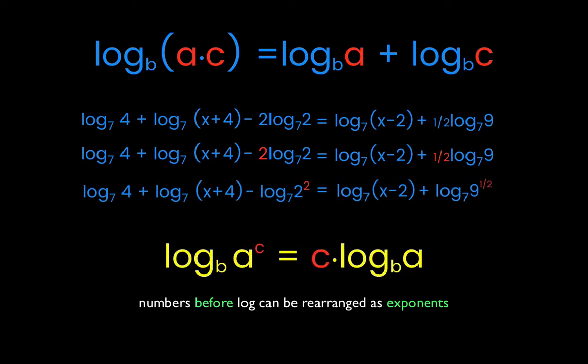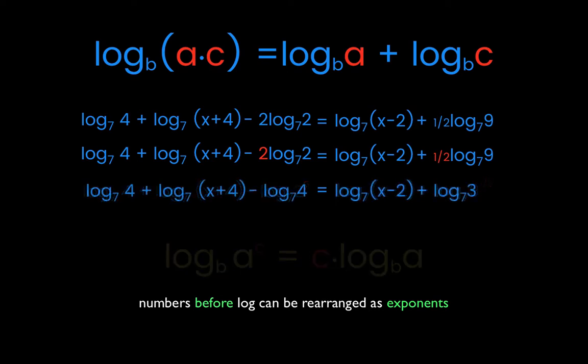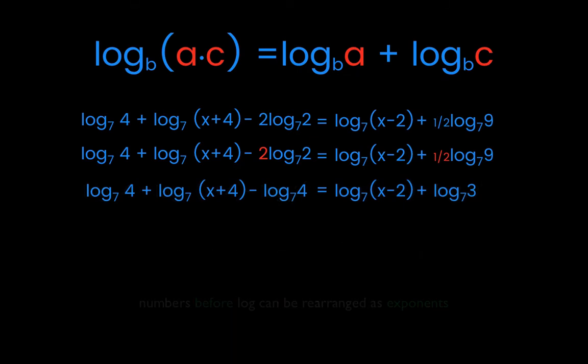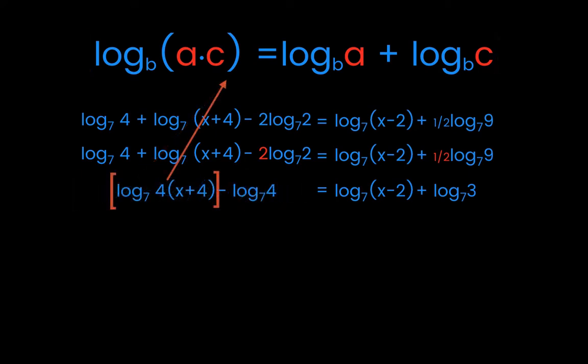They've become my exponents now. I'm going to simplify these. So 2 squared is going to be 4, and then 9 to the half power is the same thing as the square root of 9, which is 3. Now I'm going to put my attention on my left side, where you can see log base 7 of 4 plus log base 7 of x plus 4. We have a plus here, so that means I can use my product property and condense that into one log base 7 of the product 4 times x plus 4.